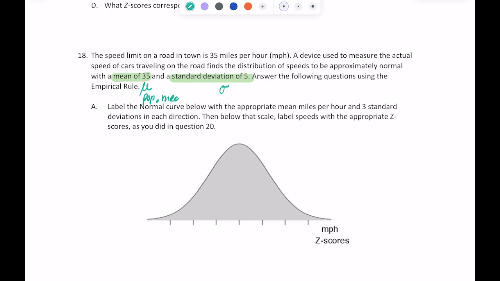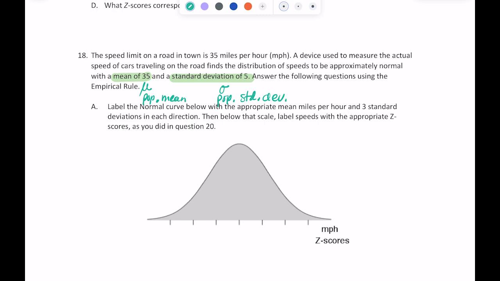Mean. Okay, so you're taking into account all these cars whose speed was taken. So that's your population. And then we found the standard deviation as well. It was given to us in this problem. This is our population standard deviation of 5 miles per hour.